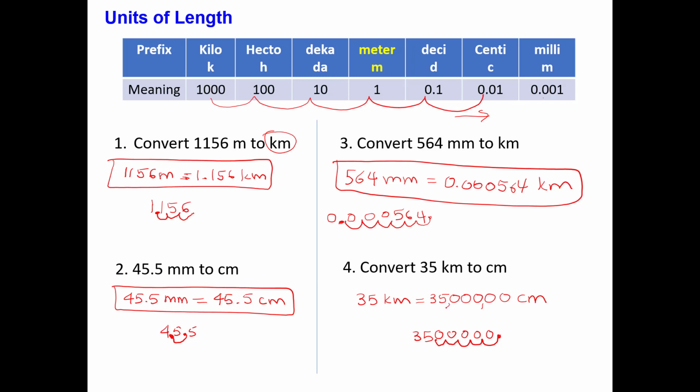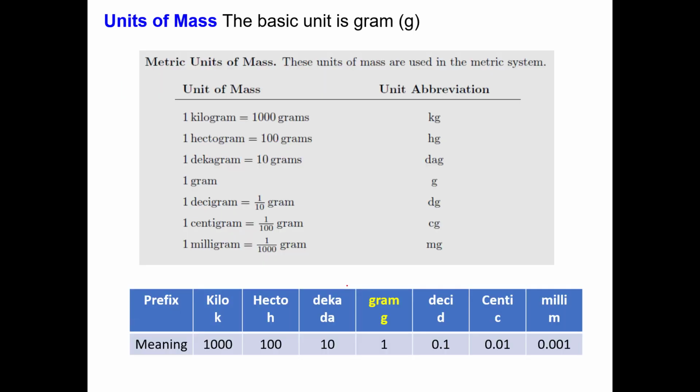Sorry, here I had 3,500,000 centimeters. Yes, 35 kilometers equals 3,500,000 centimeters. Yes, and this is the answer in this case. And let's move to the next.